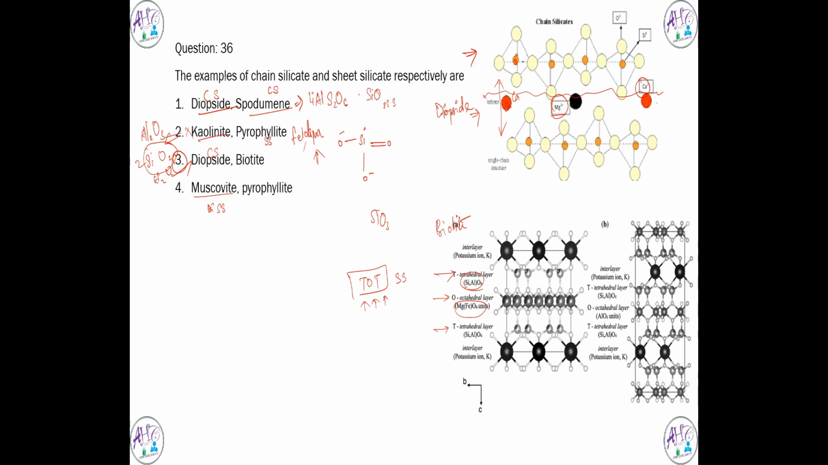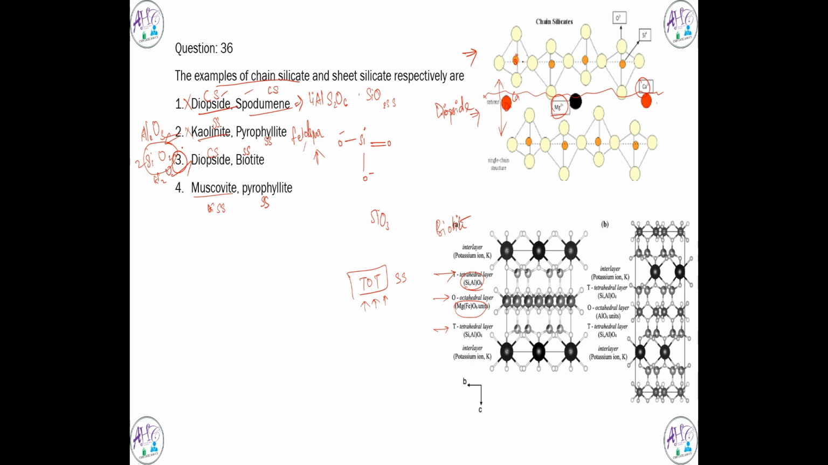They are asking for examples of chain silicates and sheet silicates. The first one is a chain silicate, so it cannot be the answer. The second one is again not a proper aluminum, but still it is a sheet silicate. Deposit is your chain silicate, and this is your sheet silicate. This is again going to be the structure. So that's why option 3 is the correct answer.